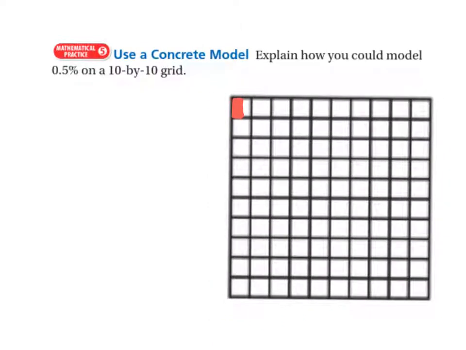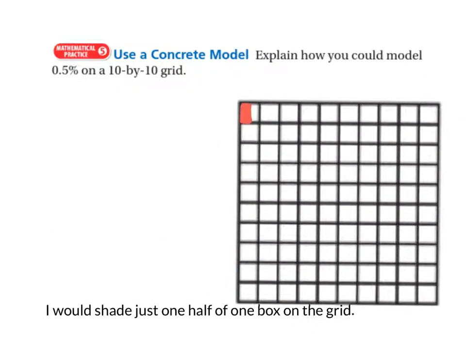And so when we kind of zoom out, I think I drew it a little too big. How could you model it? I would shade just 1/2 of one box on the grid. And that's what we've done there.